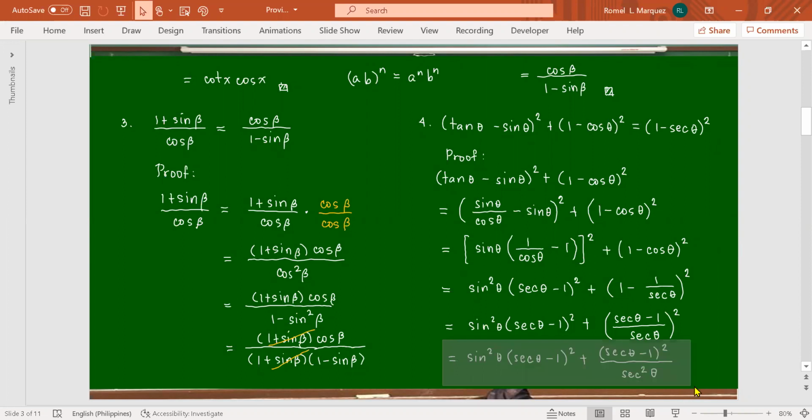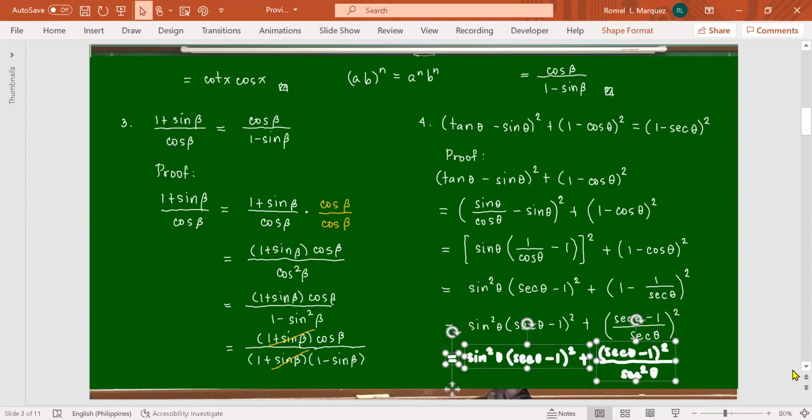I'm going to copy this part because I'm going to move to the next slide. Take note that what we want it to be equal to is 1 minus secant theta quantity squared. So that's our goal. So what is common here? There is a common factor, or greatest common quantity, in these two terms, no? What is the greatest common? So that is secant theta minus 1.